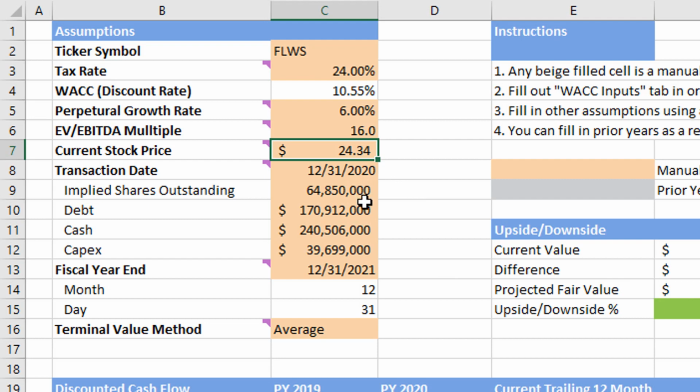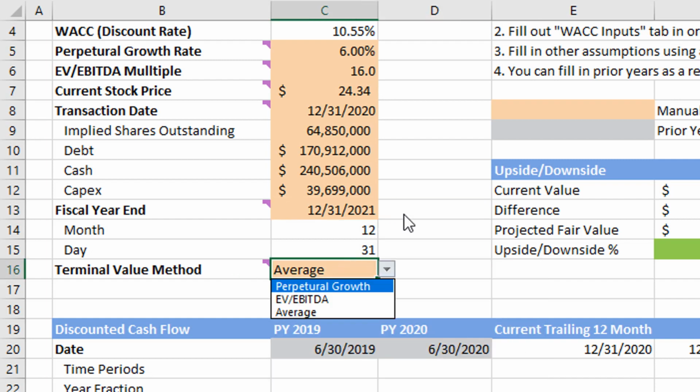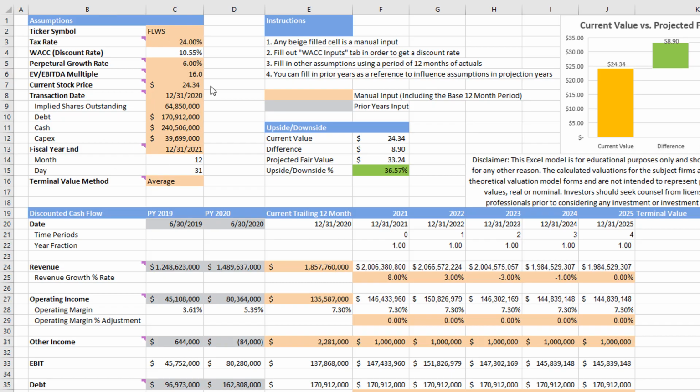Current stock price, you're just going to get that from Yahoo Finance or whatever the current stock price is. Transaction date, this is the snapshot that you're going to be taking for things like balance sheet as well as implied shares outstanding. So all of this information can be received from something like Yahoo Finance, but implied shares outstanding, 64 million shares. You have the debt, as well as the cash and the amount of capex that's spent on a yearly basis. This is the fiscal year end. And what terminal value method do you want to use? I picked the average between perpetual growth and then the EV/EBITDA multiple. Those are your high level assumptions.